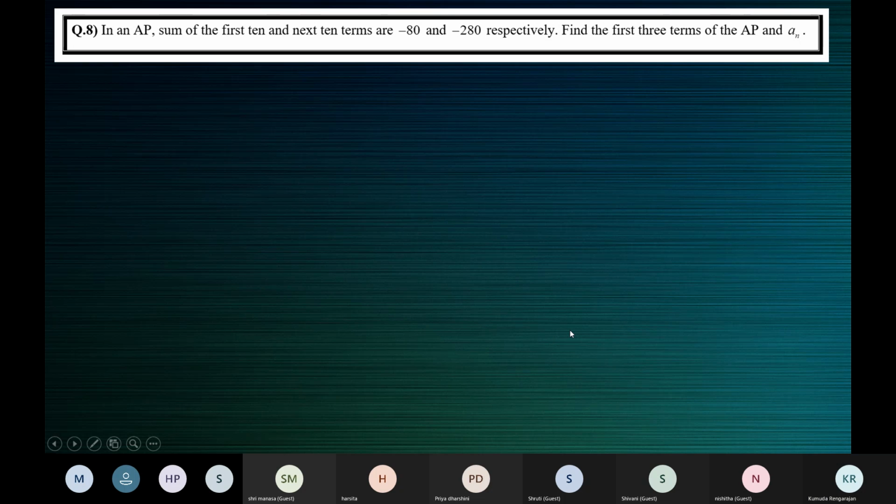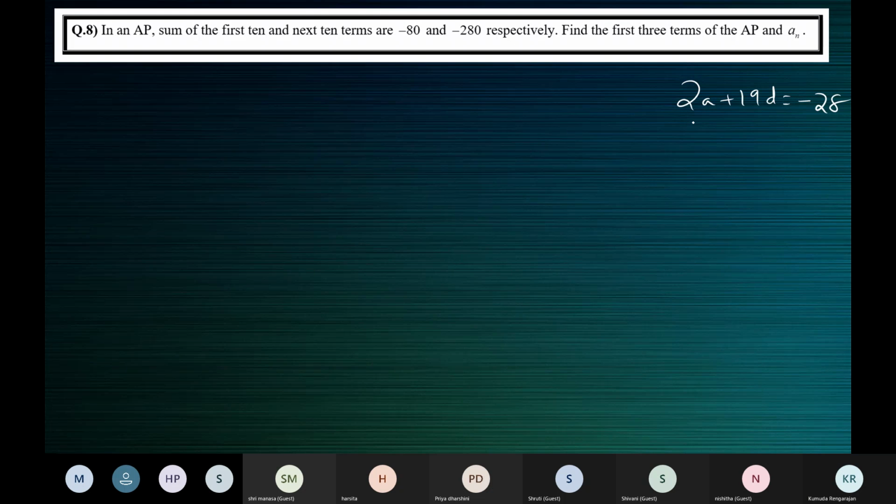Yes, class. What are the equations? Sum of the first 10 terms is minus 80. Okay, at least check if you've got this. 2a plus 19d equals minus 28. 2a plus 19d is equal to minus 28, ma'am. Okay, what's the next one?